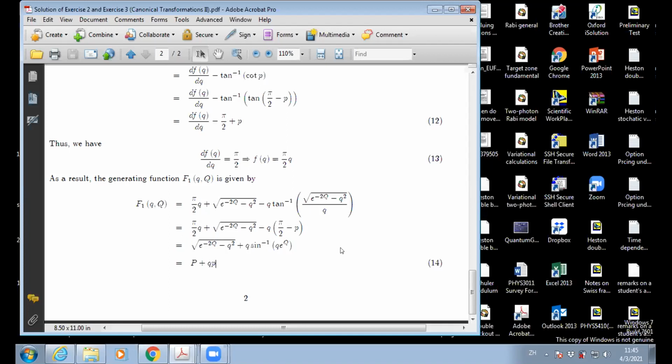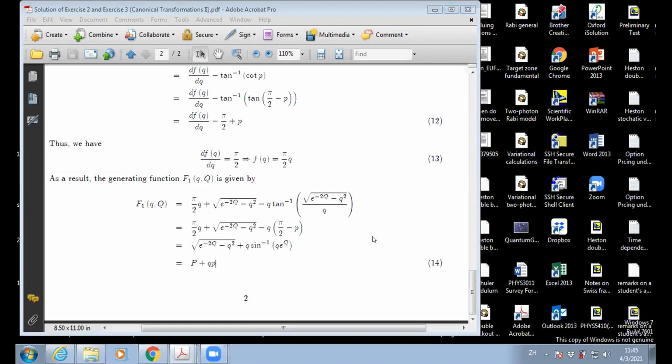Now, I hope that you will help, or I will put it as part of the next problem set, to find the generating function of type 2 for this problem. Any questions about the solution? Any questions? Yes, I will upload this PDF. Don't worry. I will upload the answer here.